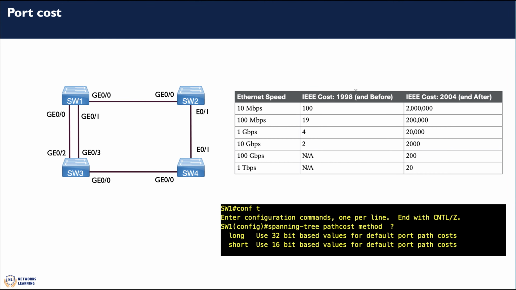The next information we need to look at is port cost. In spanning tree, ports have costs, and this cost reflects the speed of the ports. In the election process we will look at in the next few slides, a faster port means a lower cost. A faster port, like a 10 gigabit for example, you can see here has a cost of 2, which is much better than a 1 gigabit which has a cost of 4.